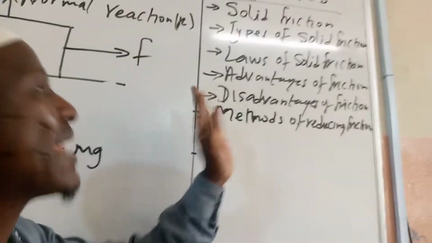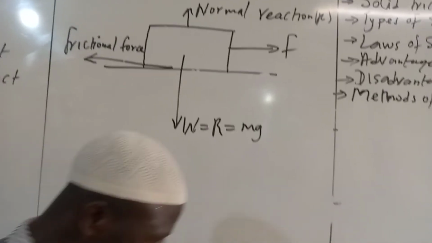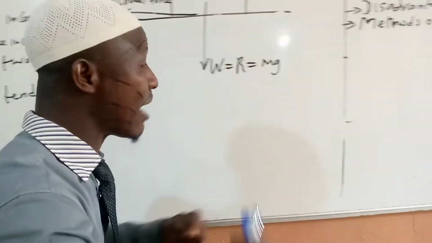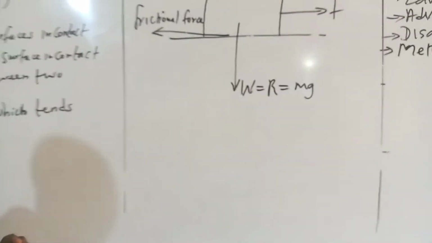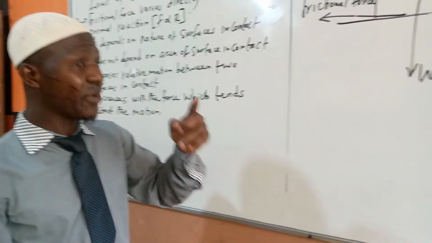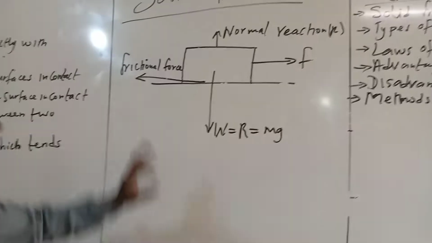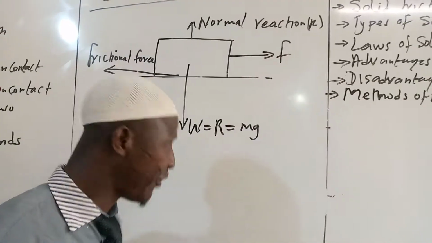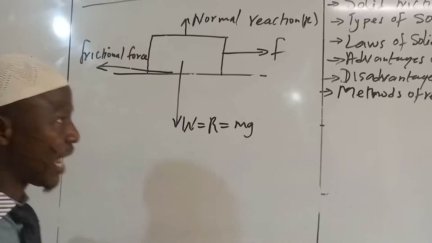Then the second one, we call it what? Kinetic or dynamic friction. That's why you see, when you pull an object, you cannot just leave it. So you still need to constantly apply force before that object will continue moving. Therefore, the frictional force that opposes an object in motion is called dynamic or kinetic friction. So those are the two types of solid friction we have.